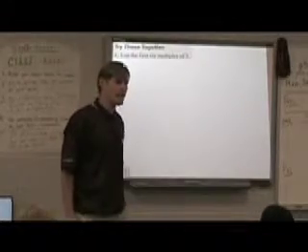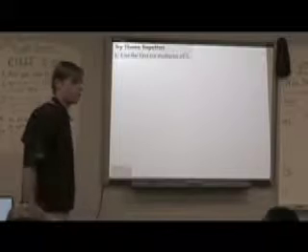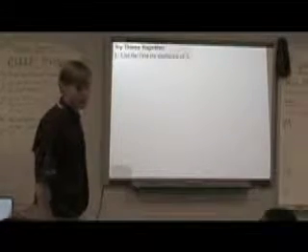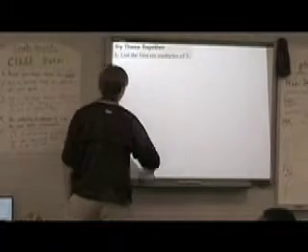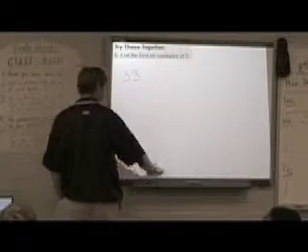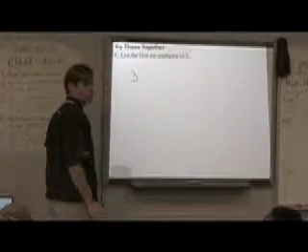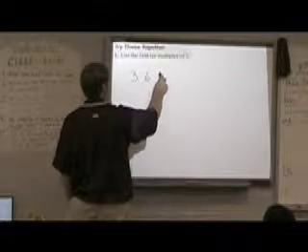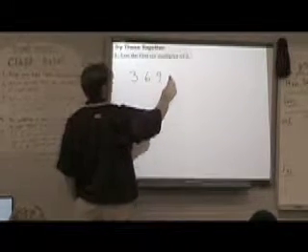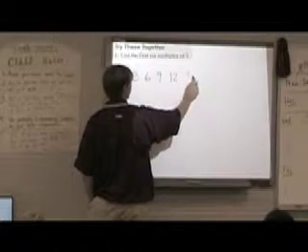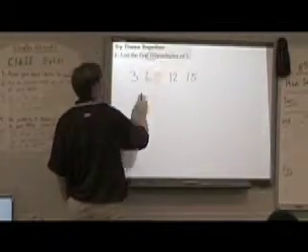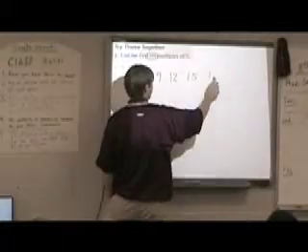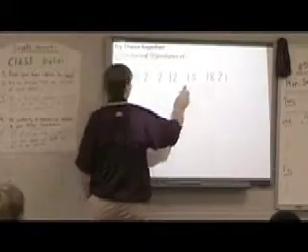Now it says to list the first 6 multiples of the number 3. That means write the number 3 and then list the first 6 multiples. 3 plus 3 is 6. Plus 3 is 9. So that's 2 of them. 12, 15, that's 4 of them. How many does it want? 6. 18, 21.